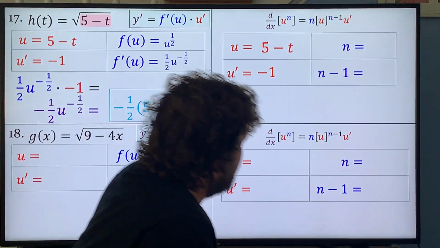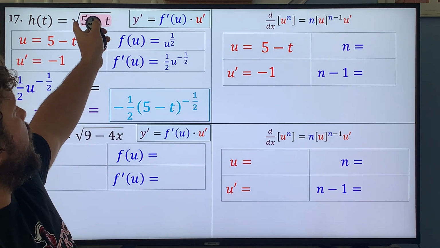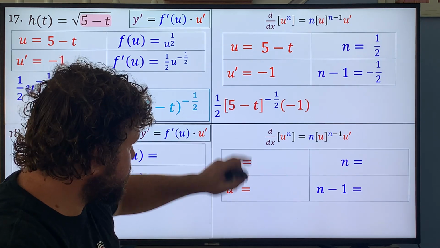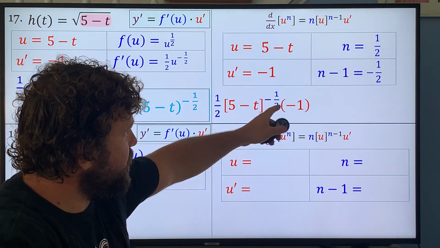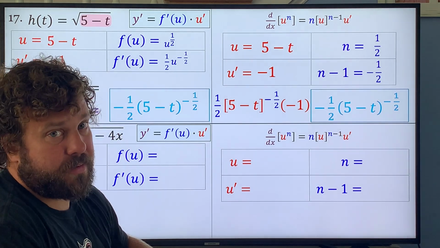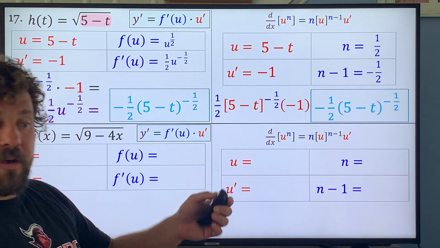u and u prime are the same. 5 minus t, and negative 1. n is 1/2, minus 1 is negative 1/2. Plug it in. 1/2, 5 minus t to the negative 1/2, times negative 1. Negative 1/2, 5 minus t to the negative 1/2. See? You get good at these, you can fly through them.